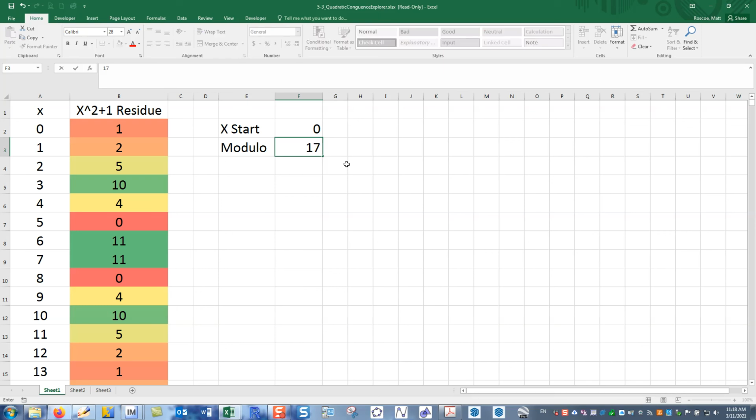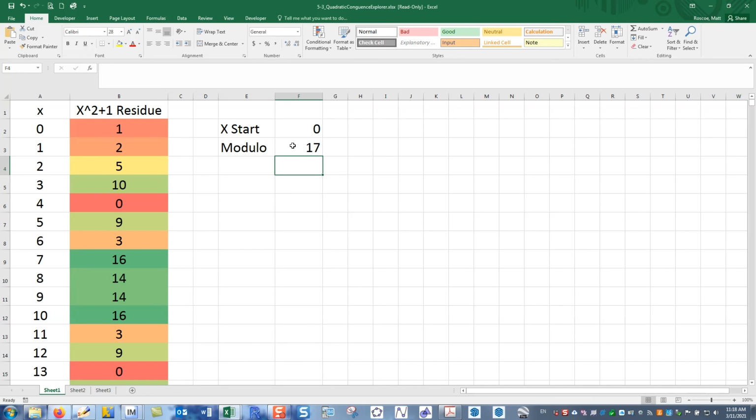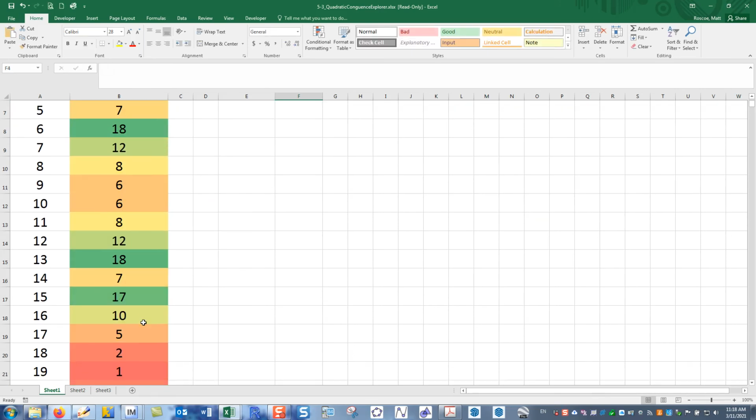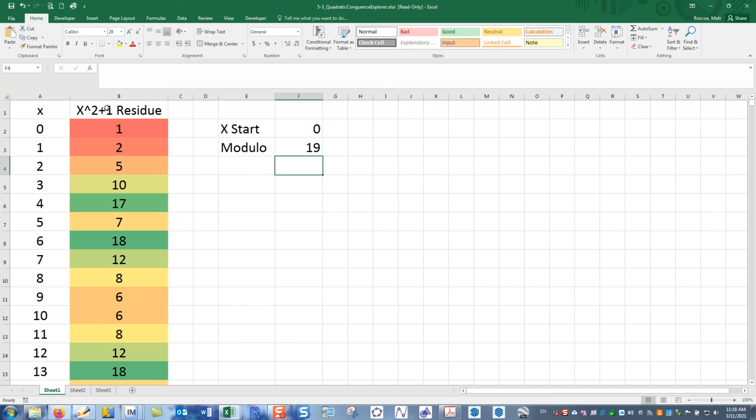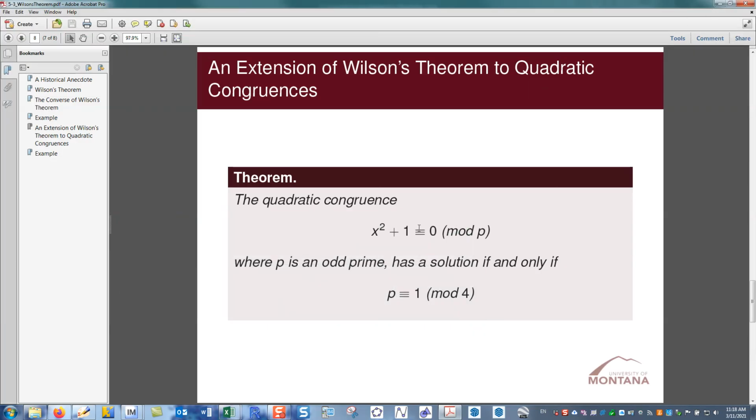17 is 1 greater than a multiple of 4, so there should be two solutions here. And there they are. It looks like both 4 and 13 are the solutions. But 19 should not work because 19 is congruent to 3 mod 4. And again, there you see it for 19. No solutions where the residue is congruent to 0. So I hope that gives you a sense of what the theorem is stating.